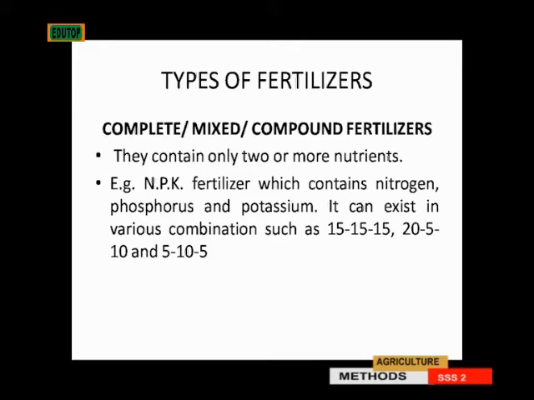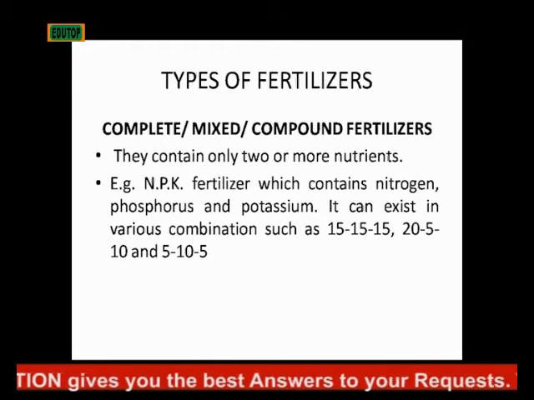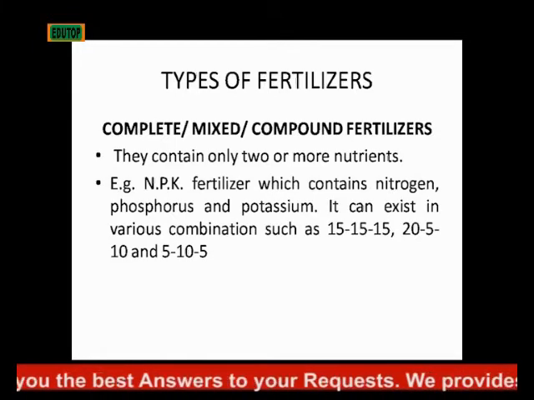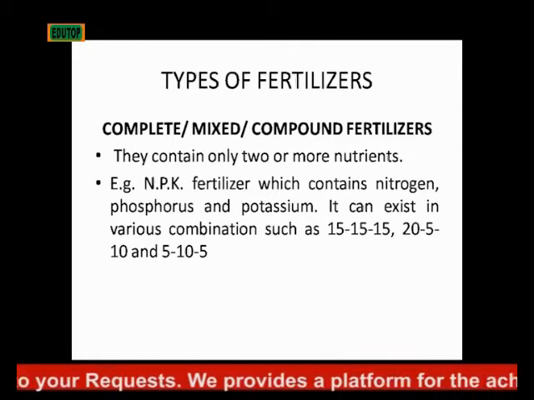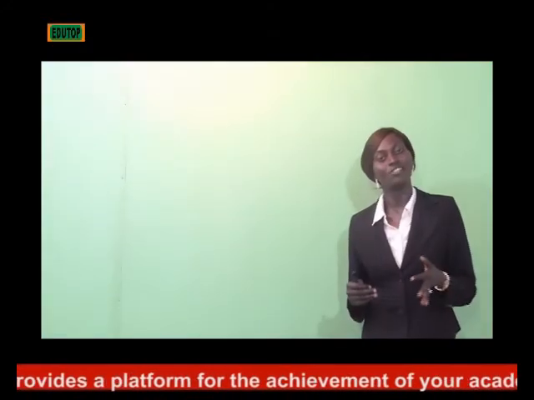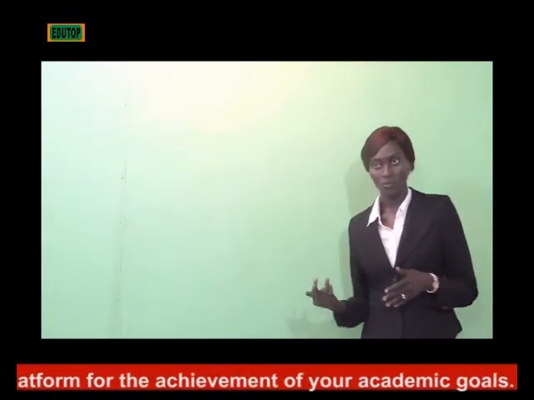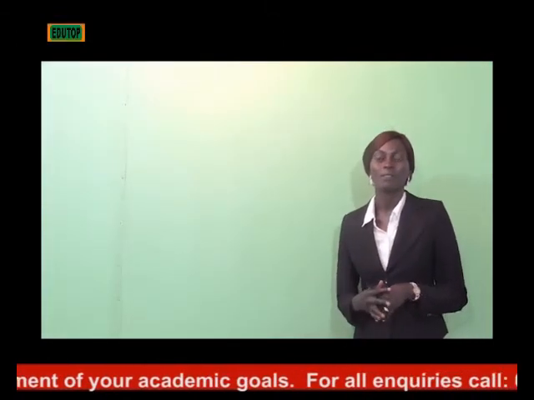An example of a complete or compound fertilizer is NPK. That's the nitrogen, phosphorus, potassium fertilizer. N for nitrogen, P for phosphorus, then K, that's the symbol for potassium. So they contain nitrogen, phosphorus, and potassium. And they can exist in various combinations: the 15-15-15 NPK, the 25-10 NPK, the 5-10-5 NPK. These numbers are just the representation of the ratio or the proportion of each of these elements in the fertilizer.